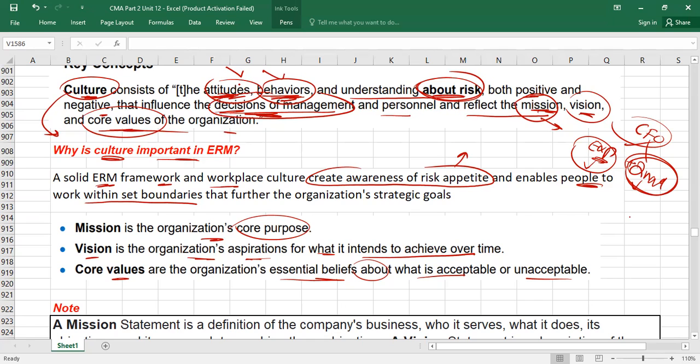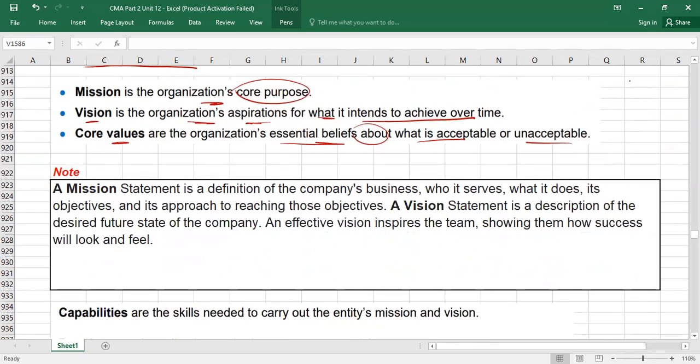Right or wrong? And the decision of management will always affect your vision and mission, right? Maybe if management takes a wrong decision, you may not achieve your mission or vision. Now here, going more into detail, what is mission? Mission statement is a definition of the company's business. Simply, what is our main company business? That is the mission.